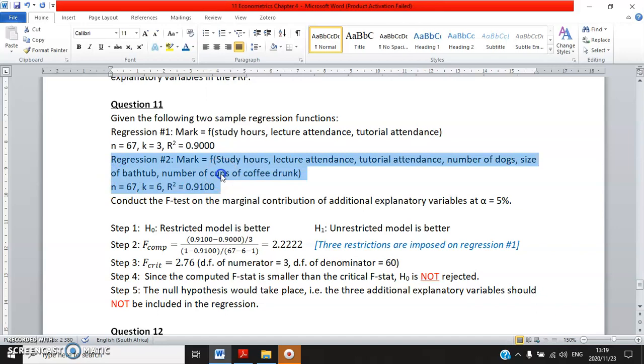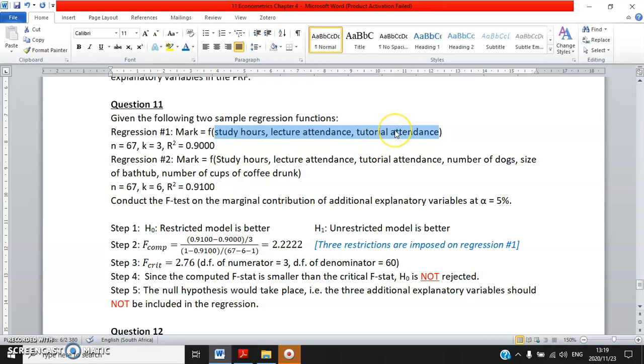Then this is clearly the unrestricted regression. And then the first regression is the restricted one, because you notice that number of dogs, size of the bathtub, and number of cups of coffee drunk, these three explanatory variables do not feature in the first regression. The reason is I impose 3 restrictions on the first regression, that the slope parameters are 0. This is why they don't feature in the first regression. So I repeat, regression 1 is the restricted regression, regression 2 is the unrestricted regression.